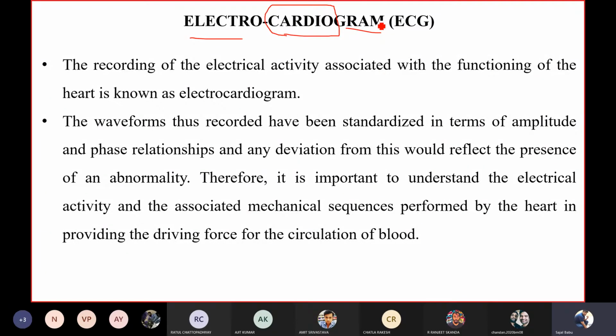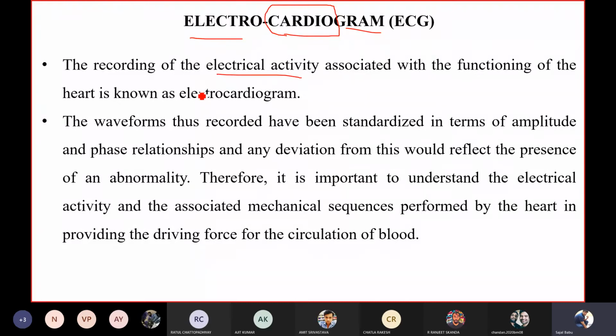So what are we going to do in the ECG? In the ECG we are going to measure the electrical activity. Like in the EEG, we had measured the electrical activity in our brain, the electrical activity produced by the neurons present in our brain. Similarly, in the ECG, we are going to record the electrical activity associated with the function of the heart.